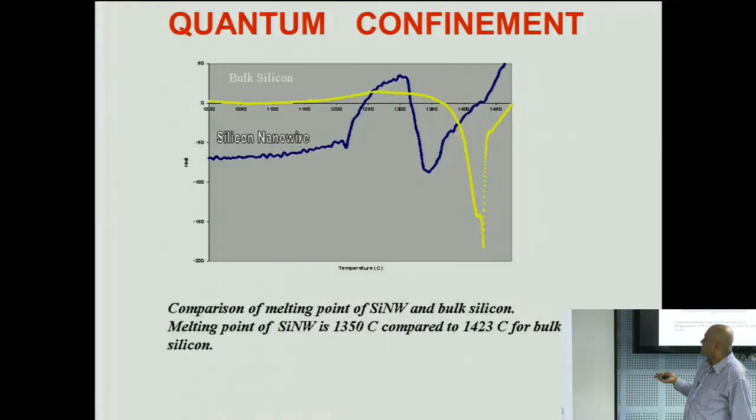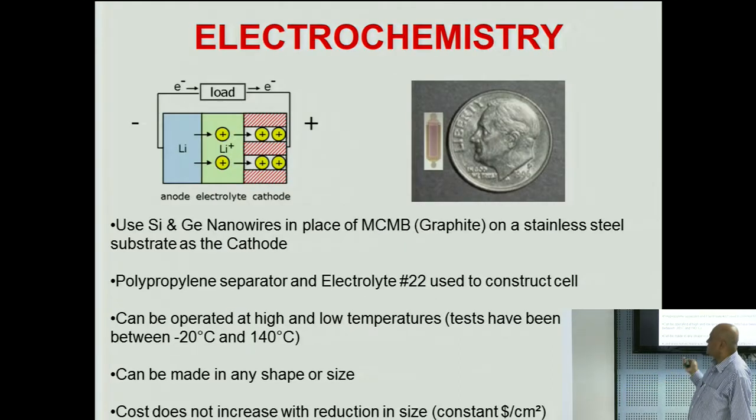These are the chemical vapor deposition system. Again, what we did was when we made it into nano, we found out that the melting temperature of the silicon nanowire has decreased by 100 degrees by making it in the nano form.